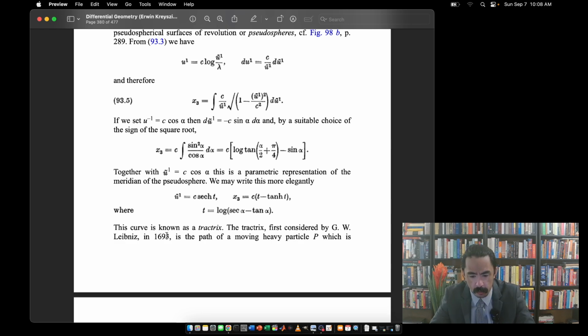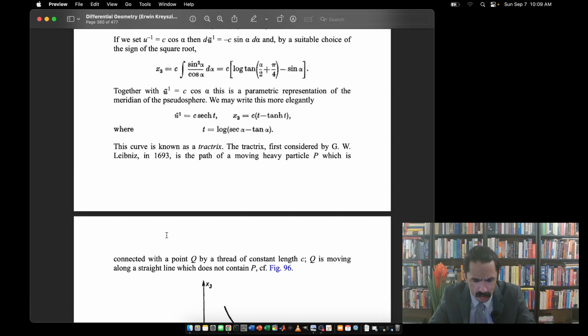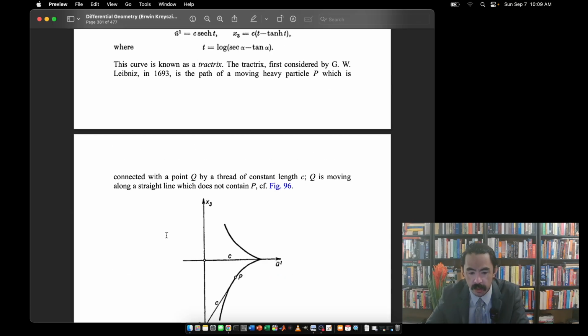We may write this more elegantly as u1 over bar equals c times the hyperbolic secant of t, and x3 is equal to c times the quantity t minus hyperbolic tangent of t, where t is equal to the logarithm of the quantity secant alpha minus tangent alpha. This curve is known as a tractrix.